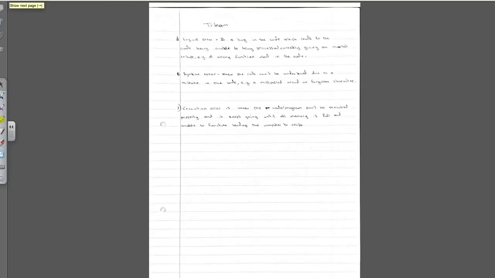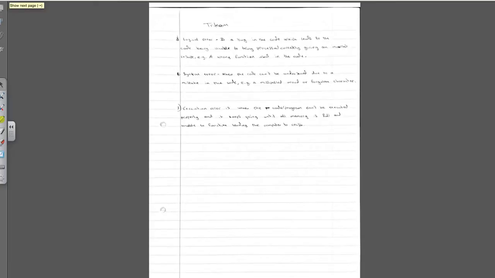Logical error is a bug in the code which leads to the code being unable to be processed correctly. So it's an error of some sort, is it? Giving an incorrect result, e.g. a wrong function used in the code. 0 marks. Syntax error, when the code cannot be understood due to the mistake in the code. It's another mistake in the code, is it? E.g. a misspelled word or a forgotten character. 0 marks. Execution error is when the code program cannot be executed properly and keeps going until all memory is full and unable to function, leading to the computer crashing.